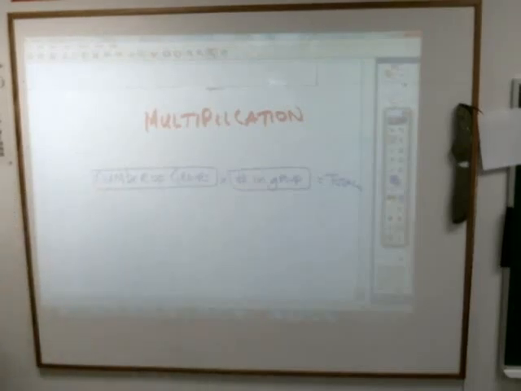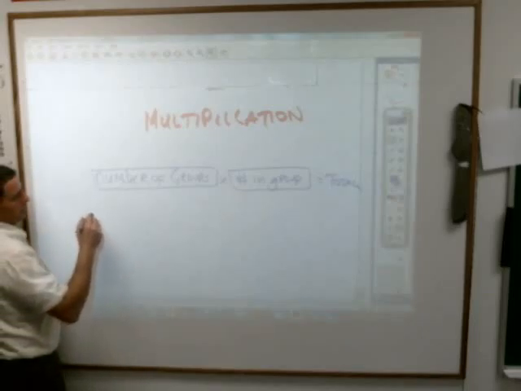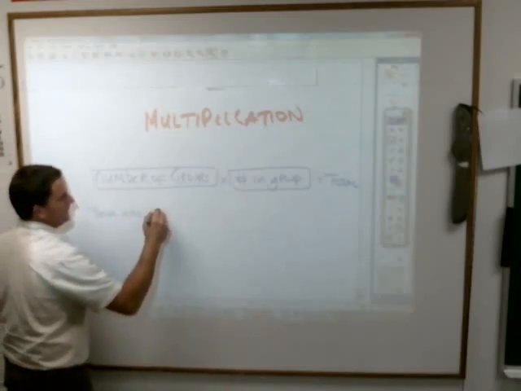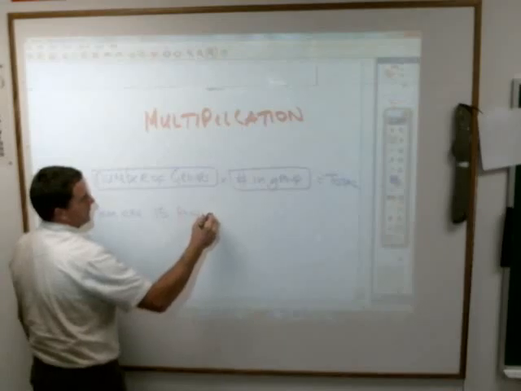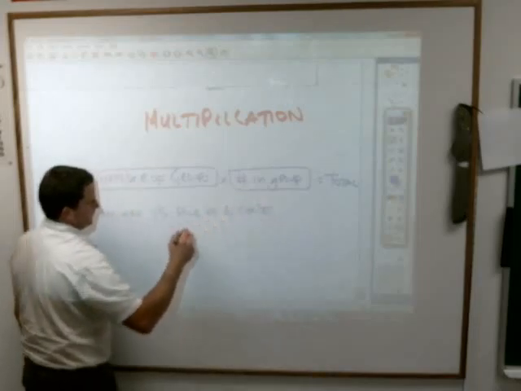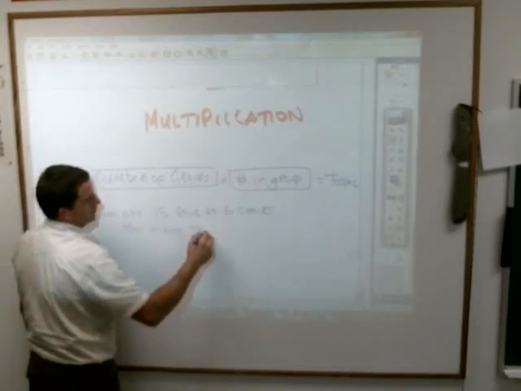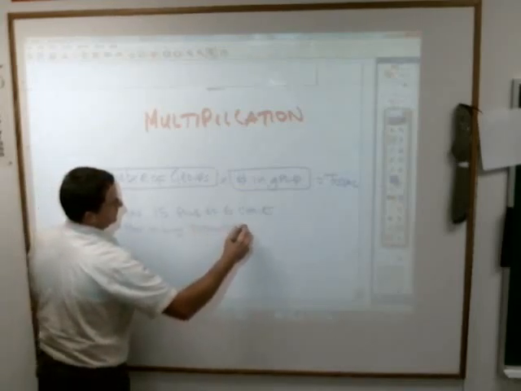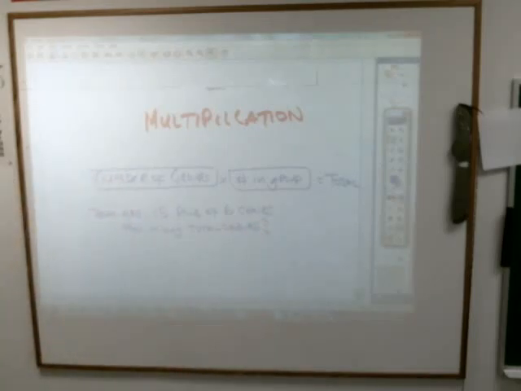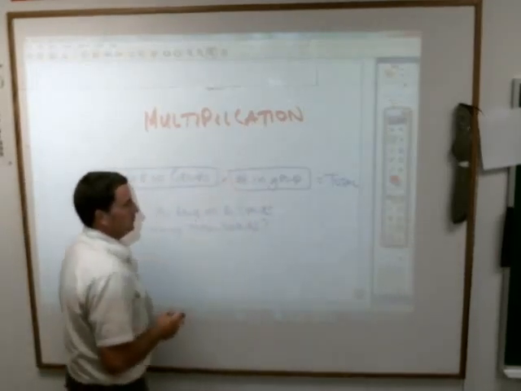In other words, the big problem here is to figure out what word stands for groups. So like this, if I said there are 15 rows of 6 chairs. How many total chairs are there? Which word in this problem replaces the word group?